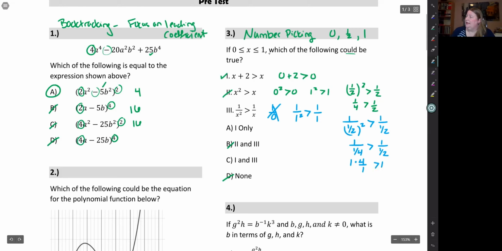And then here, instead of dividing by 1/2, I'm going to be multiplying by the reciprocal, multiplying by 2 over 1. In other words, 4 is greater than 2. It is. I'll give a check mark for option 3, and that means C is going to be my final answer.